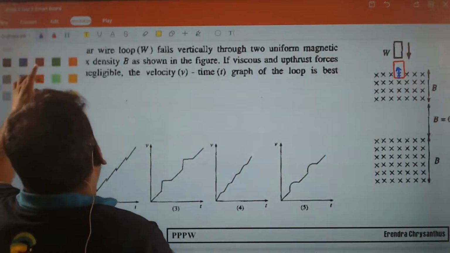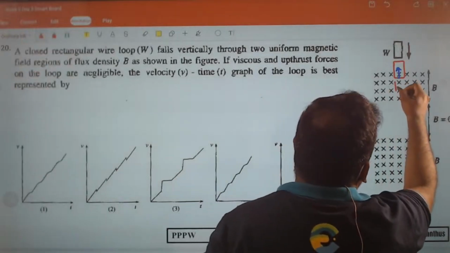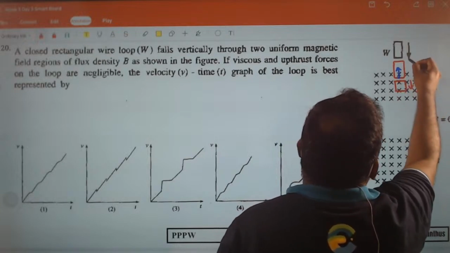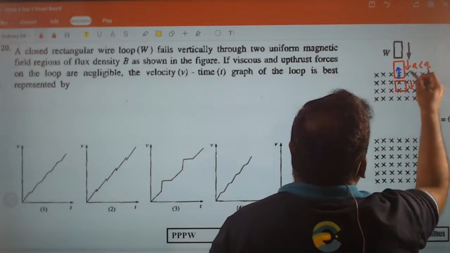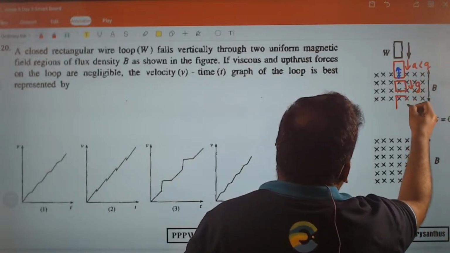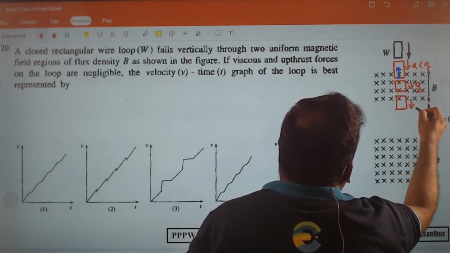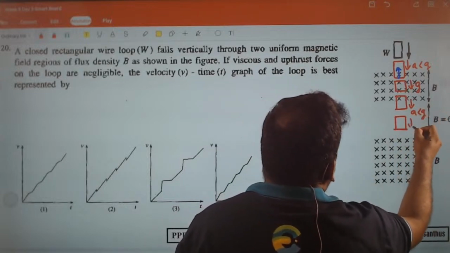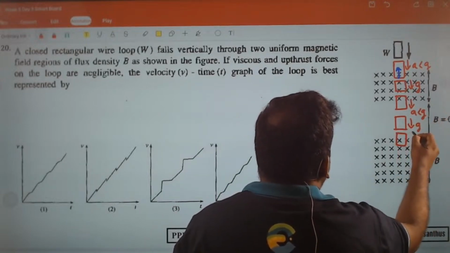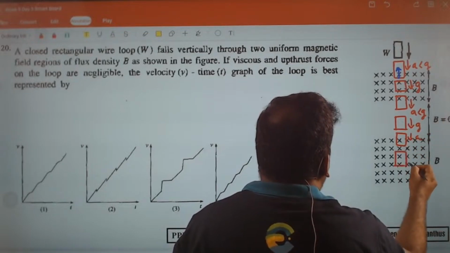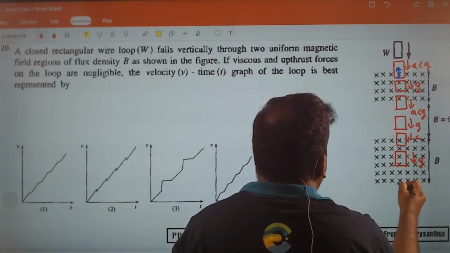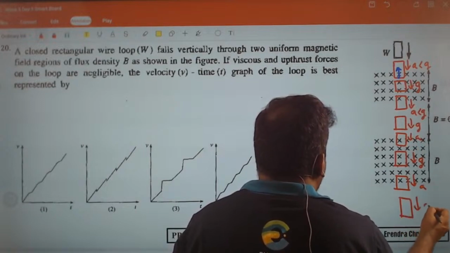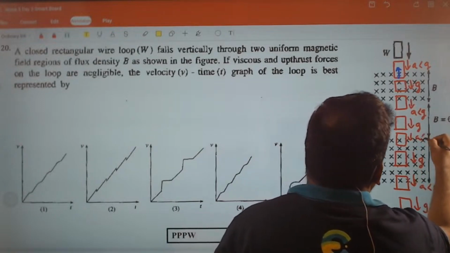When the loop is completely inwards, last time we had done, force is zero, falling under gravity. Here falling down, acceleration less than gravity. Coming outwards, again there is a force. Falling down with acceleration less than gravity. Here falling in free space, falling under gravity. Just enters, falling with A. Completely inside, no change in flux, falling under gravity. Slightly coming out, falling with A. Completely coming out, falling under gravity. This is less than G. This is also less than G.